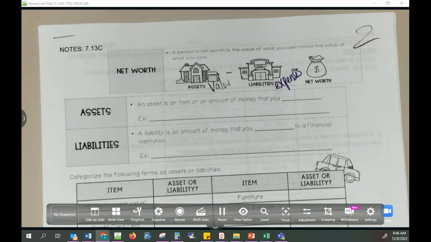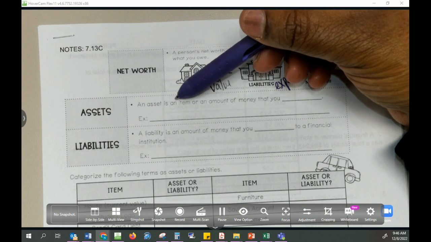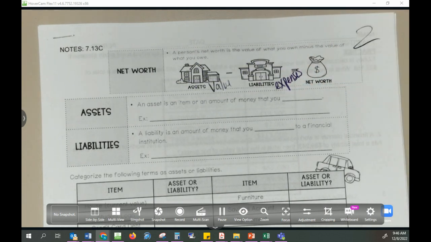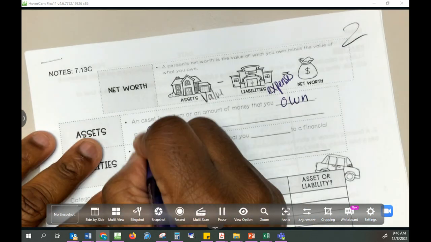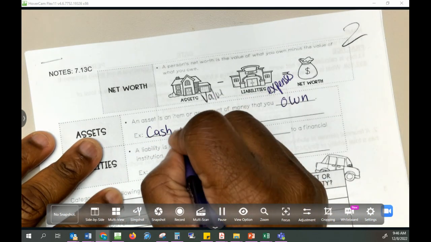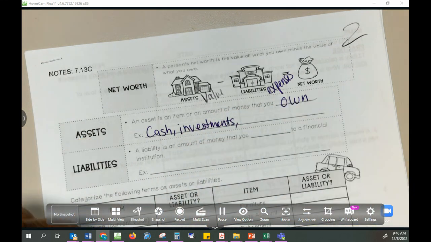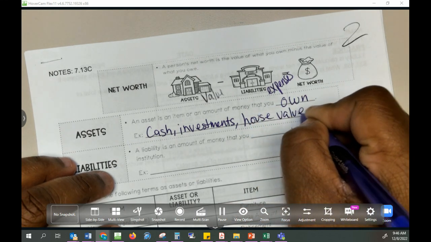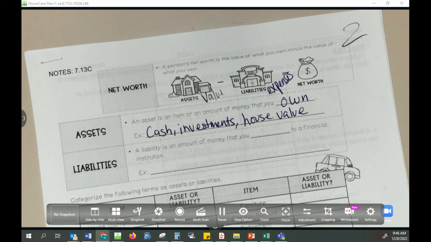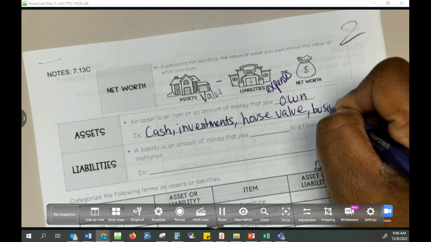So we're going to talk about what your assets really look like. When we talk about your assets, it is an item or an amount of money that you own. Examples can be your cash, any of your investments, your house value. And if you own a business that's profitable, you can say that's your asset too. So your business.